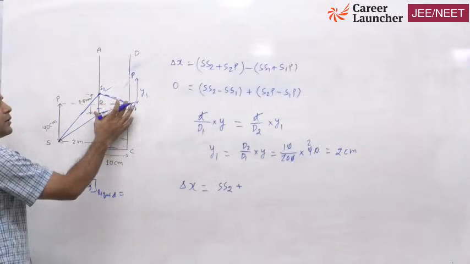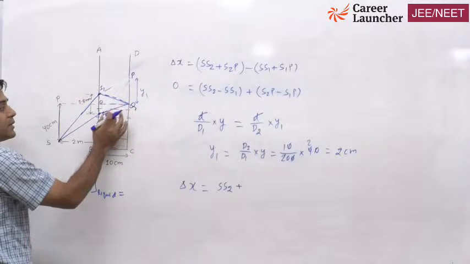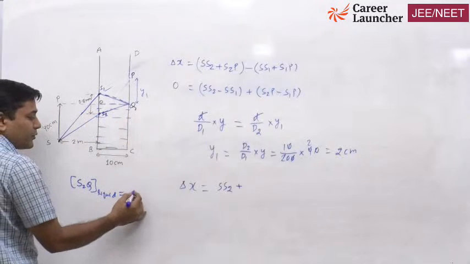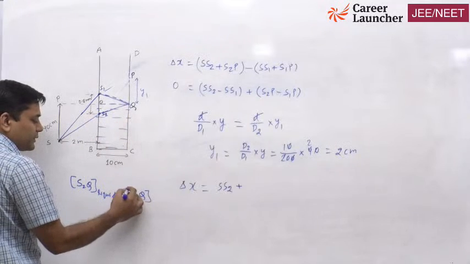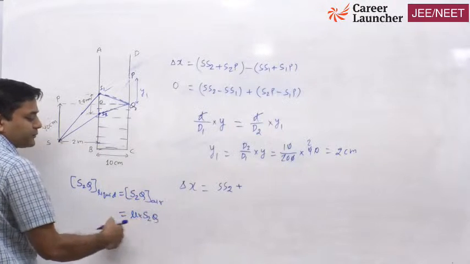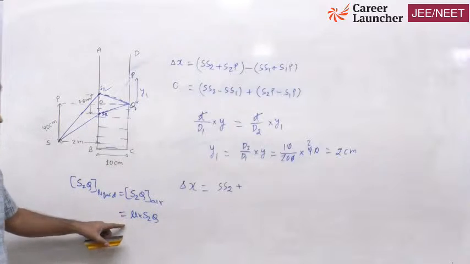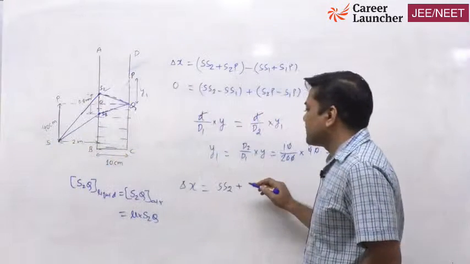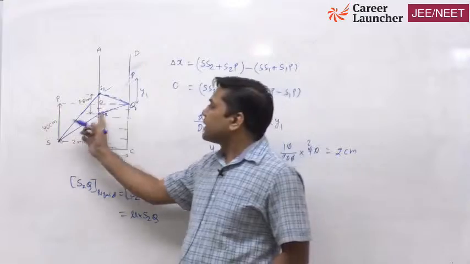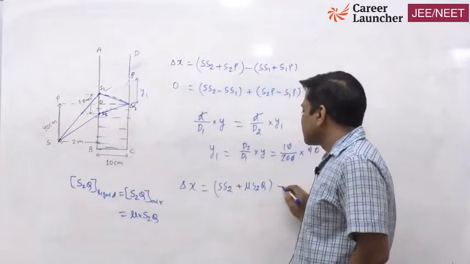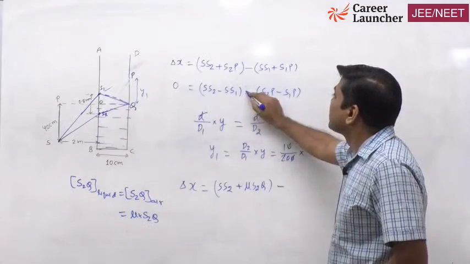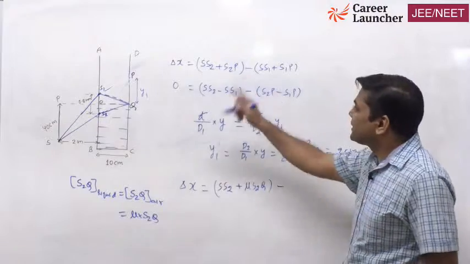To find out what is the equivalent air path, or optical path, any word you can use, air path or optical path, for S2Q in liquid, in air it is mu times S2Q, correct? Mu times S2Q, which I have already explained. So this will be mu times S2Q. So we have written this part, like this one, minus, and again this one minus S2P.